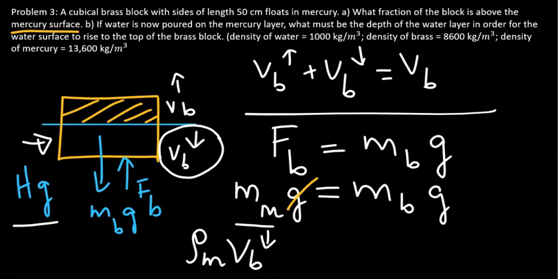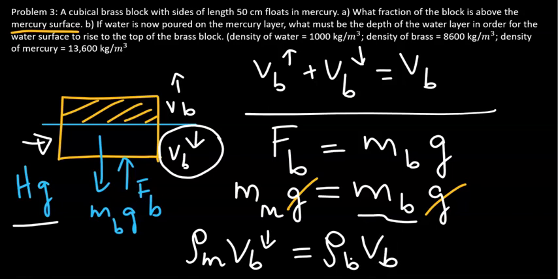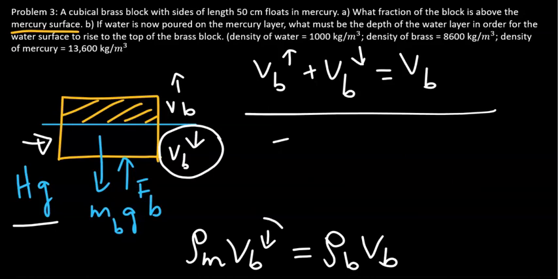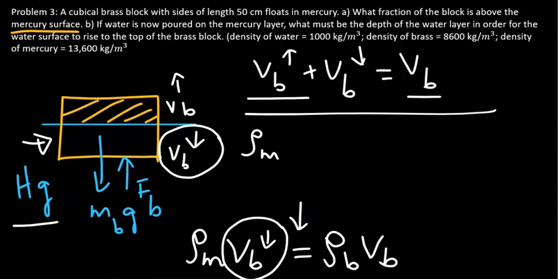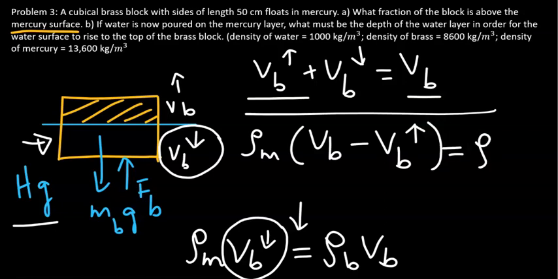Now we know that g gets cancelled, so we don't have to write that. And that equals the mass of the block. The mass of the block is the density of that brass, let's call it rho B, and the total volume of the block, which is this. Let's rewrite this term in terms of the volume of the block above the surface and the total volume of the block. And if we do so, this equation becomes the density of mercury times the volume of the block, subtract the volume of the block above the mercury surface. And that equals the density of the brass times the total volume of the block.